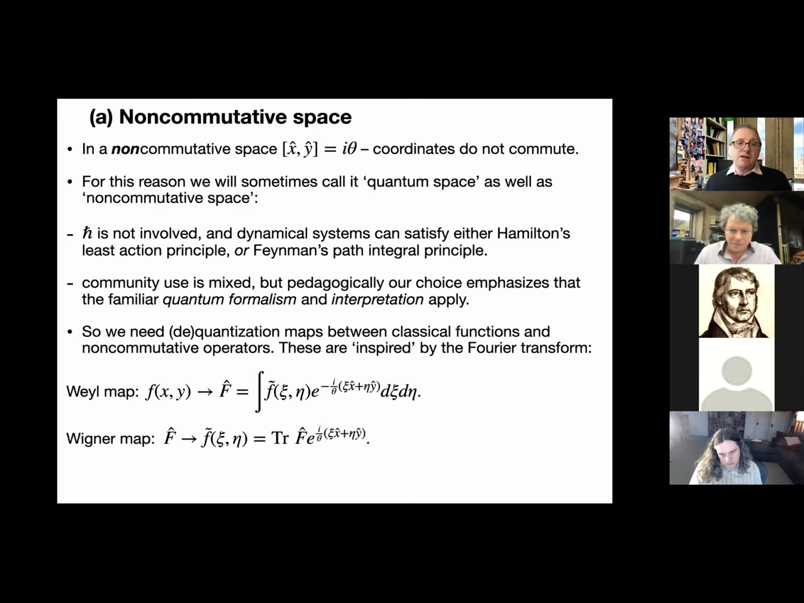So in particular, in quantum mechanics, if we're posing a commutation relation between x and p, we now have to have a map from classical functions of x and p into operators. Functions become operators. And that's also going to be the case for non-commutative space. We're going to need quantization and dequantization maps between classical functions and non-commutative operators. So for instance, we're going to be relying on what we talk about on the Weil map.